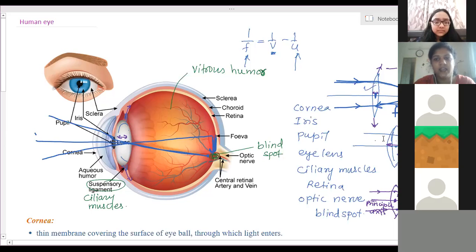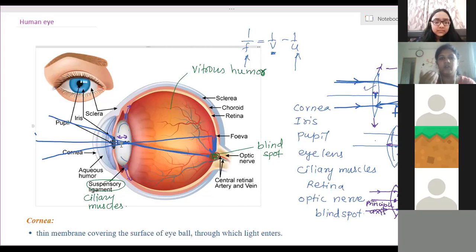Therefore the eye lens should be flexible, and the function of the ciliary muscles is utilized for this. The ciliary muscles contract or relax, and because of this contraction and relaxation, the thickness of the eye lens changes. In a fraction of a second we see nearby objects, and in a fraction of a second we see far-point objects clearly. Clear? That is the function of the lens and ciliary muscles. Yes, ma'am.